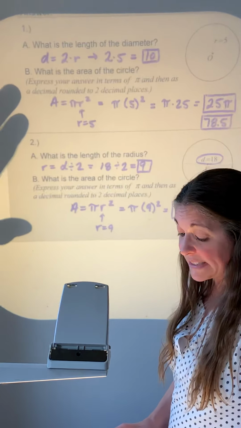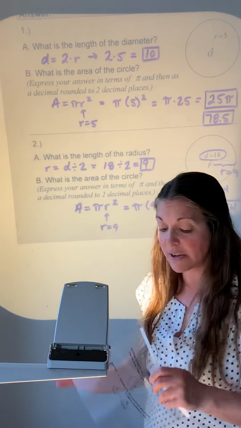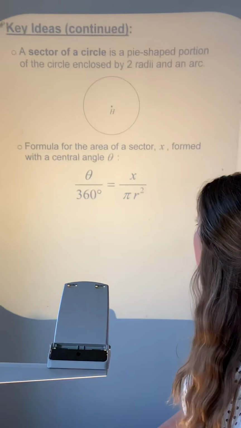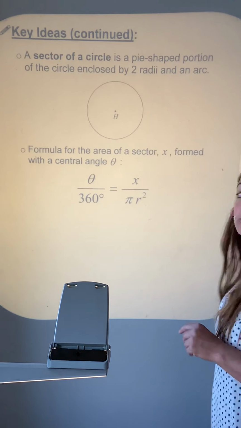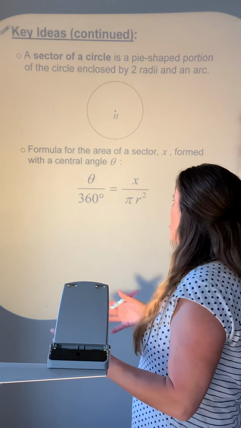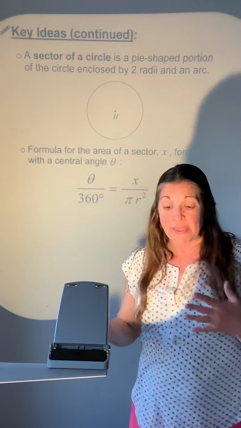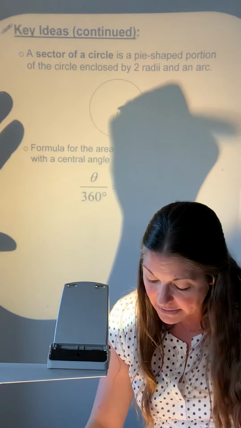Because now what we're going to do is we're going to find a sector. But let's again just clarify what we mean by that. So a sector of a circle is simply a pie-shaped portion of a circle enclosed by 2 radii and an arc. So kind of like when we talked about the arc length, basically it's formed by going from the center out, and of course, here's your little arc. But now what we're going to talk about is the actual space inside there.